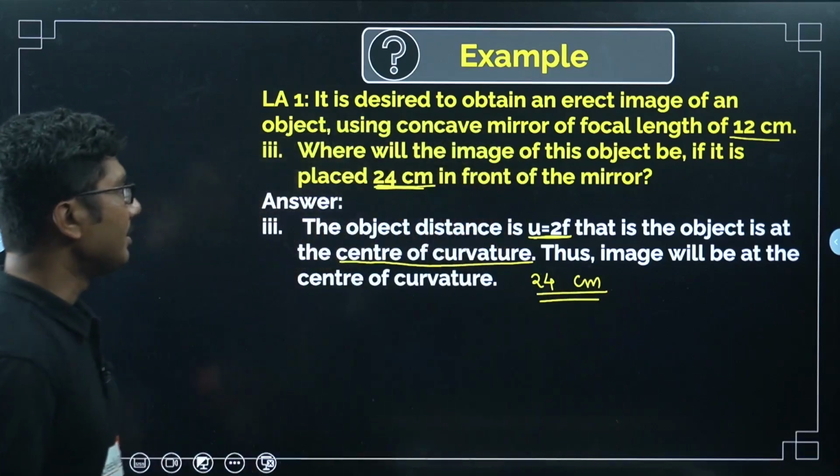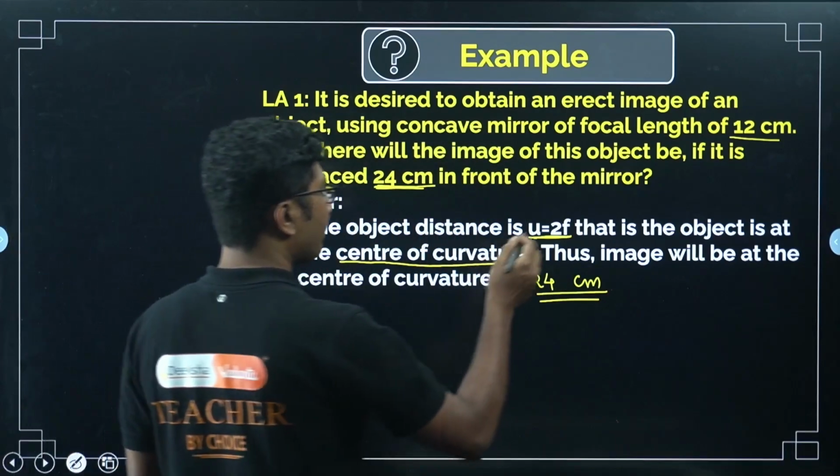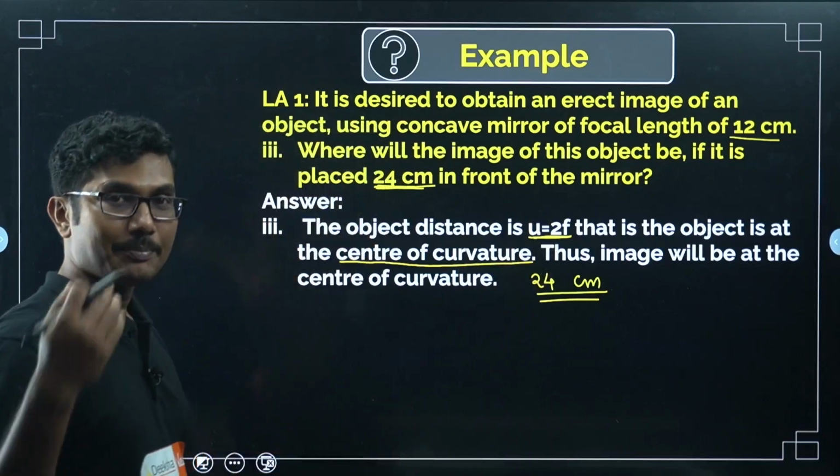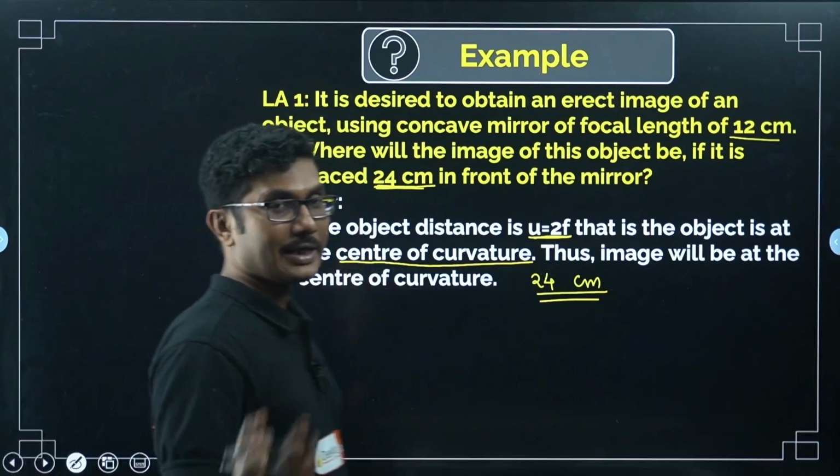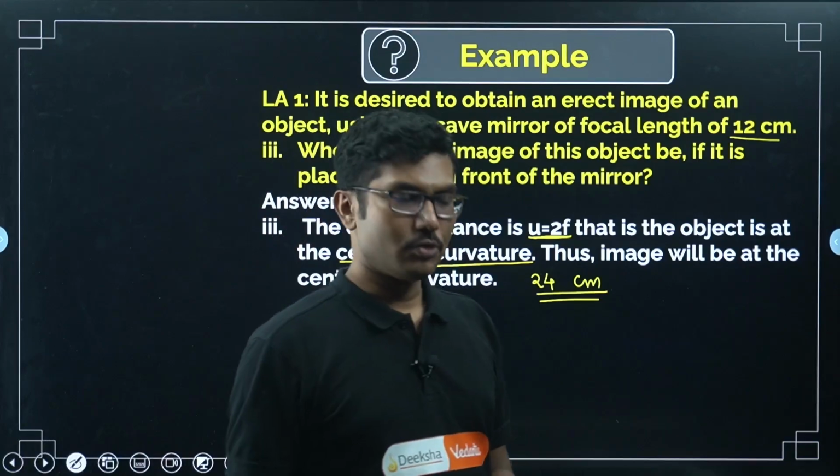Okay, this is the image. Where will the image be formed? The image will be formed at the same position, that is at the center of curvature, that is at 24 centimeter. Whatever you write, you will get full marks.